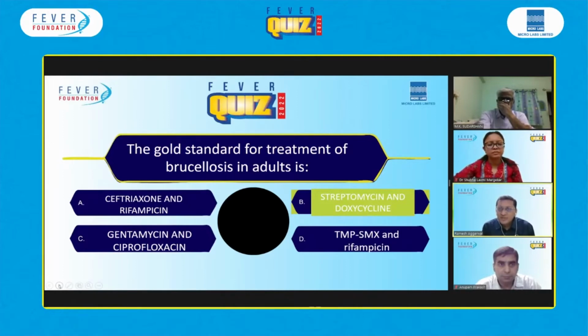So there is a difference between the treatment in adults and in children less than 8 years of age. And this is from Harrison. So the correct answer is streptomycin and doxycycline. And if there is an allergy to streptomycin and doxycycline, then the other options come in, like you can use a combination of gentamicin and ciprofloxacin, but the choice is streptomycin and doxycycline. In children less than 8 years, the drug of choice will be trimethoprim, sulfamethoxazole, and rifampicin.